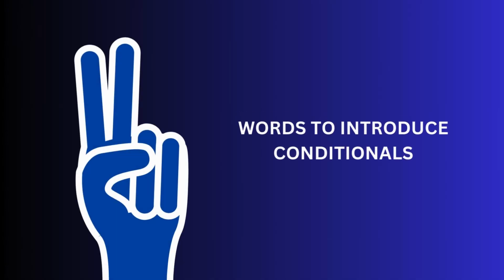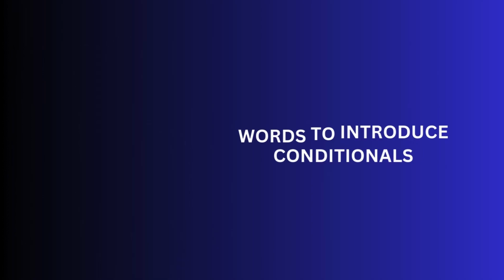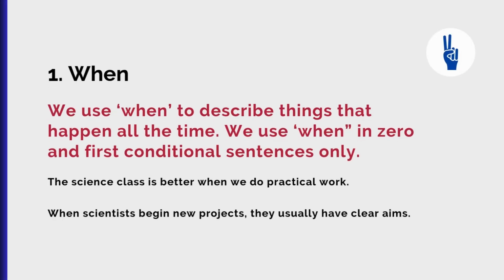There are several words we can use instead of if, but they often have limitations. Some of these words are when, provided that, even if and unless. Let's discuss each one. First is when. We use when to describe things that happen all the time. We use when in zero and first conditional sentences only. Take a look at these examples. The science class is better when we do practical work. When scientists begin new projects, they usually have clear aims.